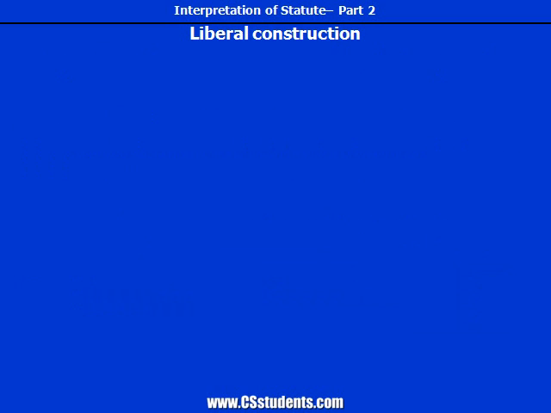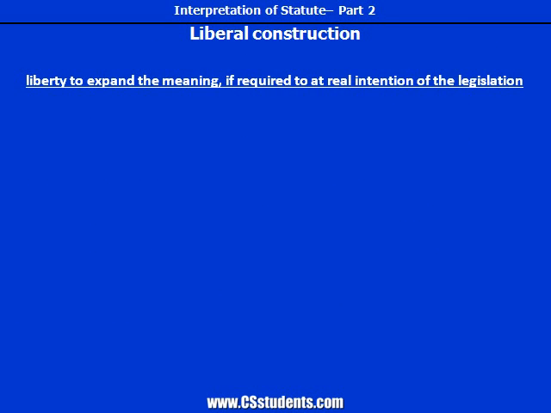Now we discuss the liberal construction. In the liberal construction, we have the liberty to expand the meaning of the written language, if such expansion is required, to reach towards the real intention of the legislation. In other words, we say, for advancement of the remedy, that can be done consistently with any construction of the statute. So, the liberal construction is absolutely opposite to strict construction.